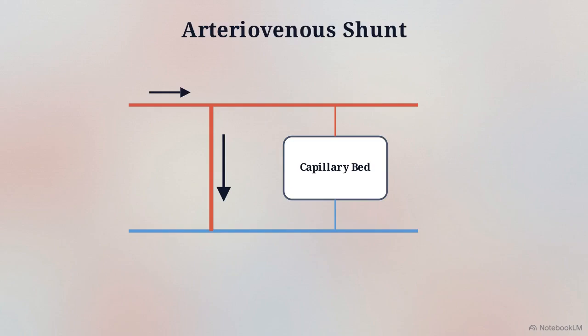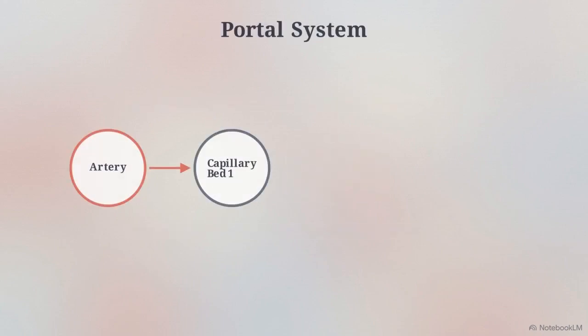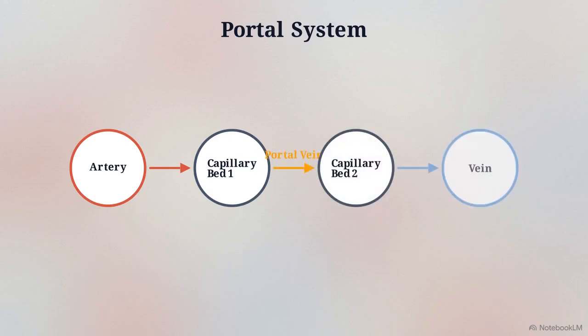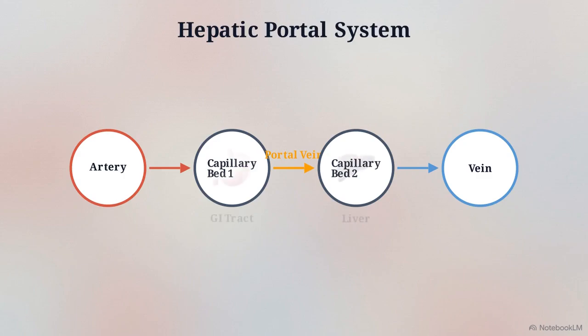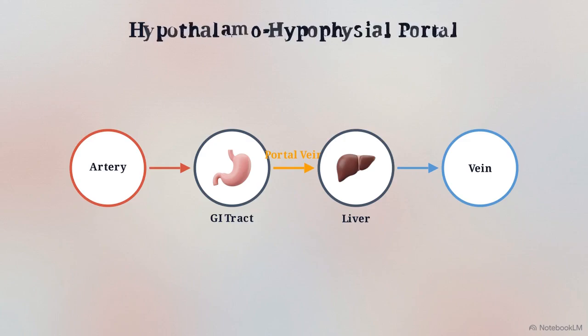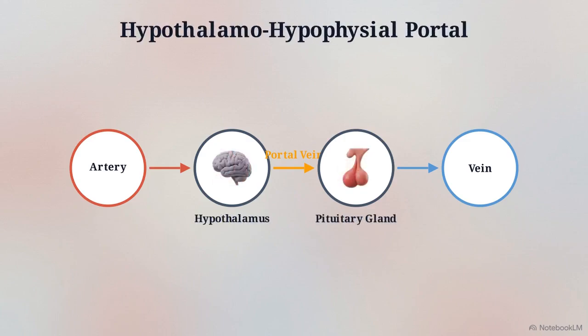for temperature regulation. This flowchart illustrates a portal system. In this setup, a portal vein transports blood from one primary capillary network directly into a secondary capillary network before it returns to the heart. Two portal systems are essential for anatomy exams: the hepatic portal connecting the GI tract to the liver, and the hypothalamo-hypophyseal portal, connecting the brain to the pituitary gland. These architectures ensure efficient, localized processing.